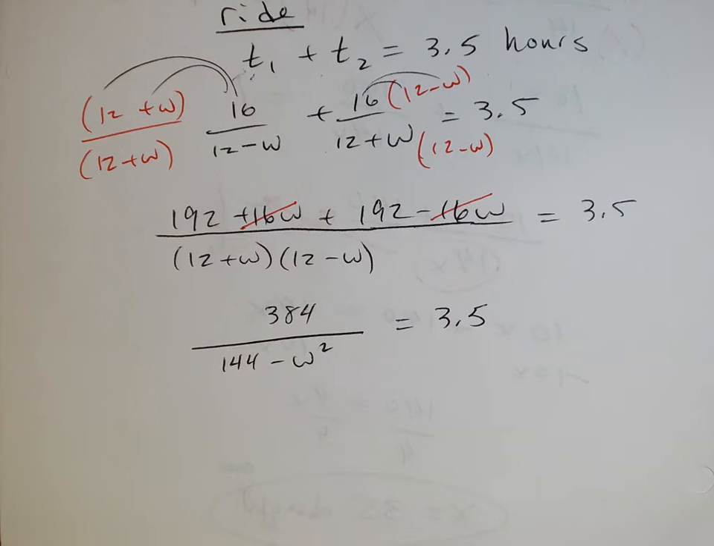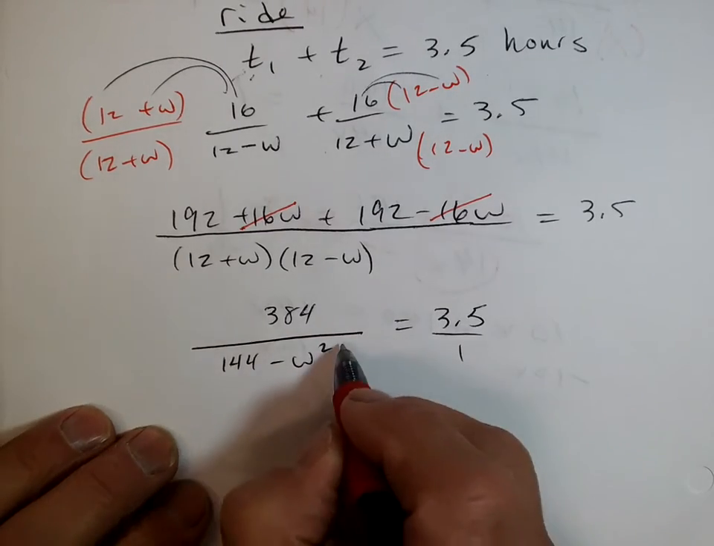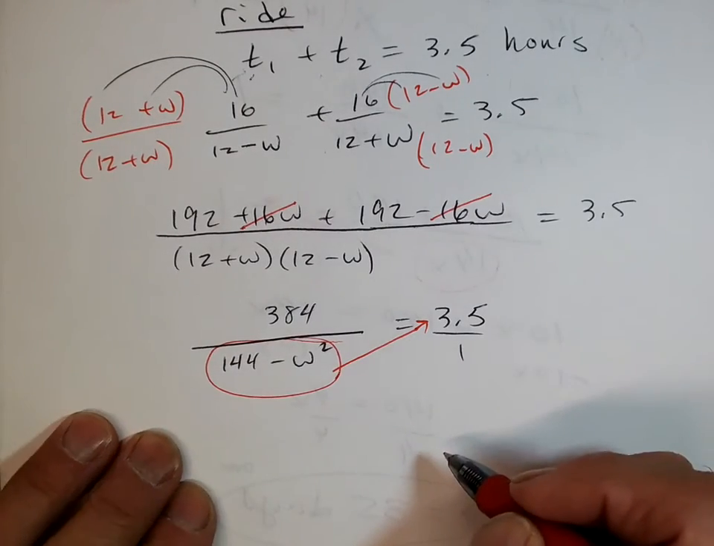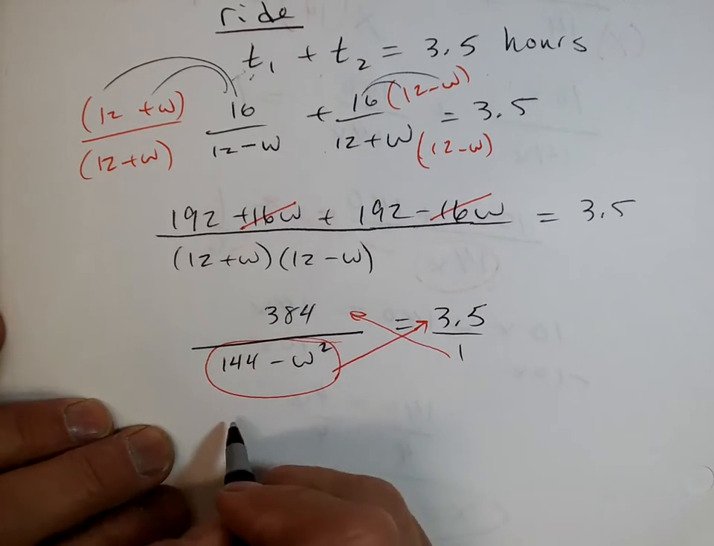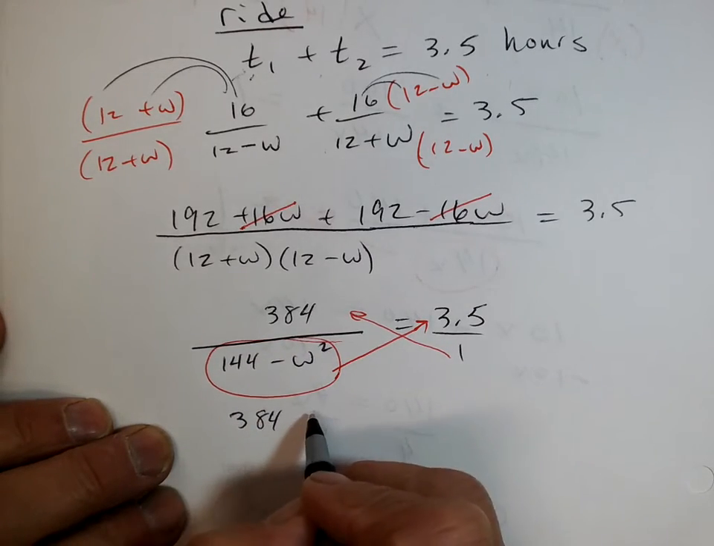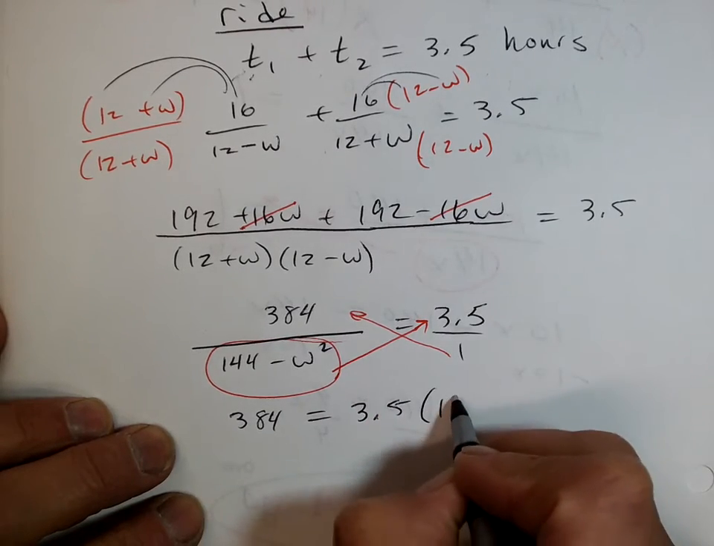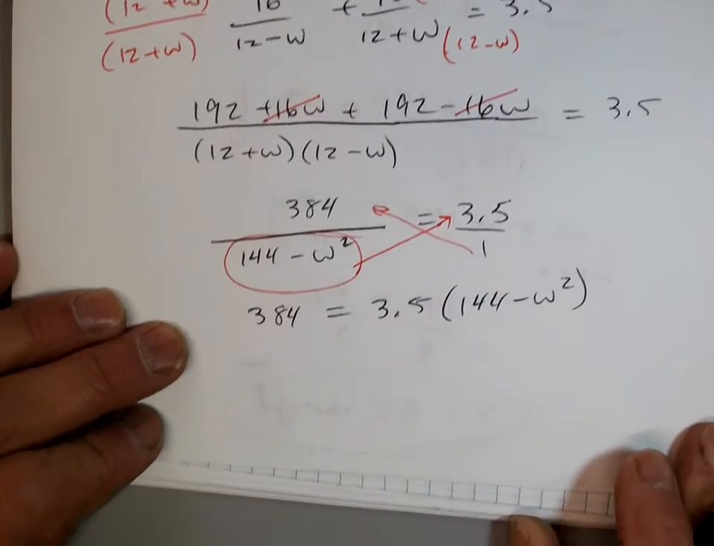Okay, let's cross multiply. So if I cross multiply, I'm going to take and multiply my 144 minus W squared up here and my 1 up here. Okay, so let's see what I get. I got 384 equals 3.5 times (144 minus W squared). How am I doing?